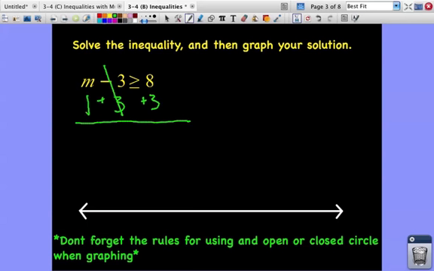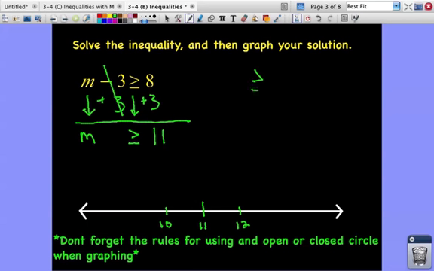So I can bring down my m, bring down my inequality sign. m is greater than or equal to 8 plus 3 is 11. m is greater than or equal to 11. So let's start at 11. Let me indicate where I'm at on my number line here. Here's 12. Here's 10. And the first thing I need to determine is whether I have an open or closed circle.